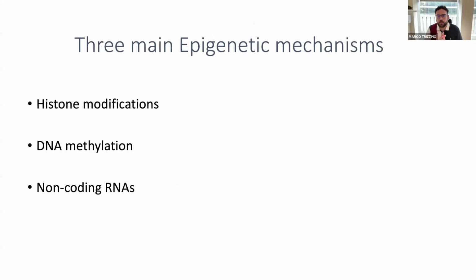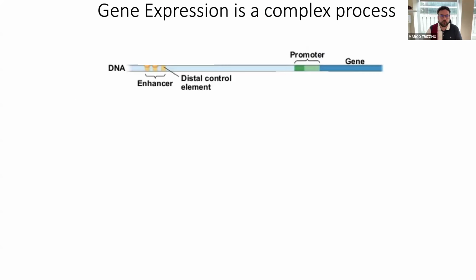In the lecture today, we will discuss three main epigenetic mechanisms. One is histone modifications. We will see what histones are and what modifications of the histones represent. Then DNA methylation, and then we will see the role of long and short non-coding RNAs in the modification of gene expression. These are the three main classes of epigenetic mechanisms that you can study and that you have in eukaryotic cells.